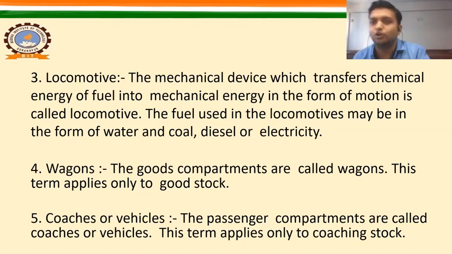Now the fourth one is wagons. The goods compartments are called wagons. So what is a locomotive? It is a mechanical device which is used to carry the entire train. Now wagons: these are the compartments, and these compartments are exclusively used for carrying goods. So the goods compartments are called wagons. This term applies only to the goods stock, right?